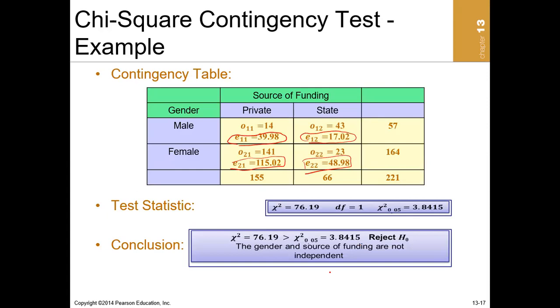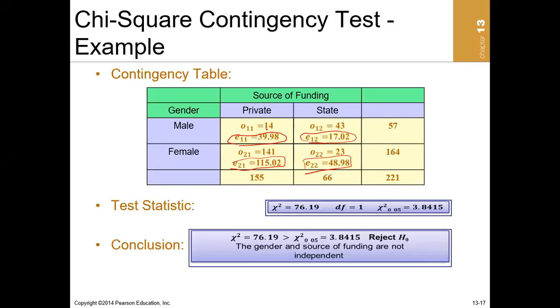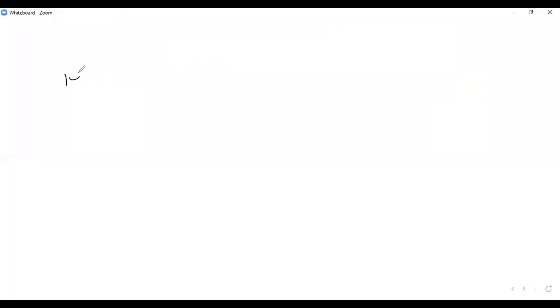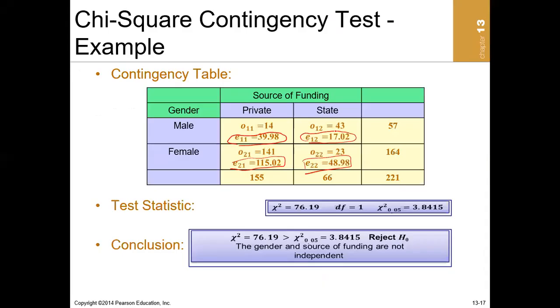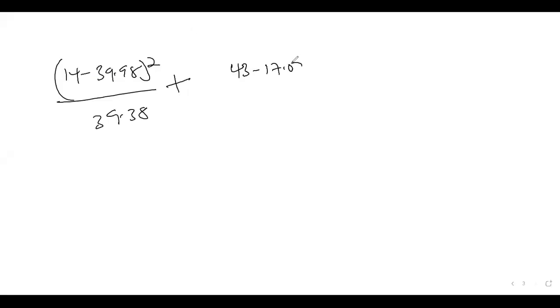If you want to compute the chi-square, it is the observed value of each cell minus its expected value, squared, over its expected value. For the first cell, the observed value was 14 and the expected value was 39.98, so we have 14 minus 39.98 squared divided by 39.98. For the second cell, the observed value was 43, as given in the question, and the expected value was 17.02. So 43 minus 17.02 squared divided by 17.02.